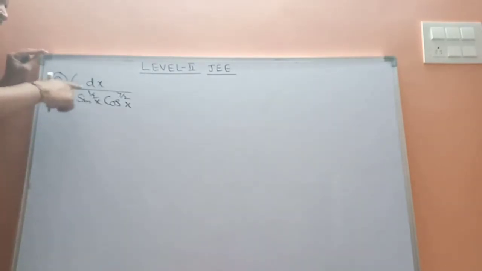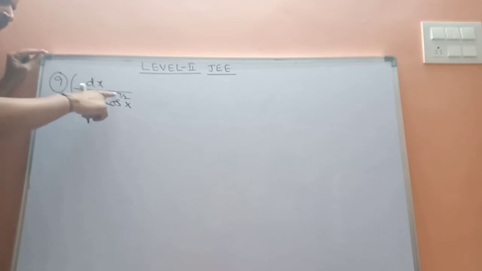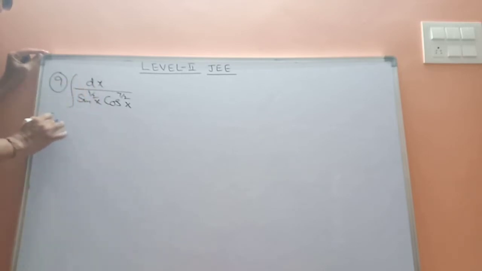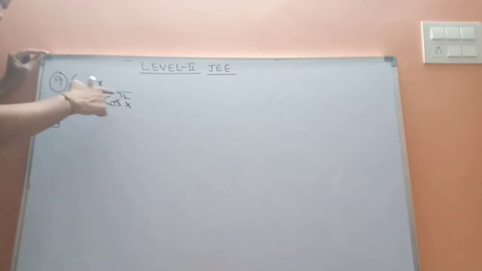So look here. The problem is integral dx by sin to the power of half x into cos to the power of 7 by 2 x. 7 by 2 means 3 and a half. This is a half. So how to solve this problem? Here half is there, here 3 and a half is there.